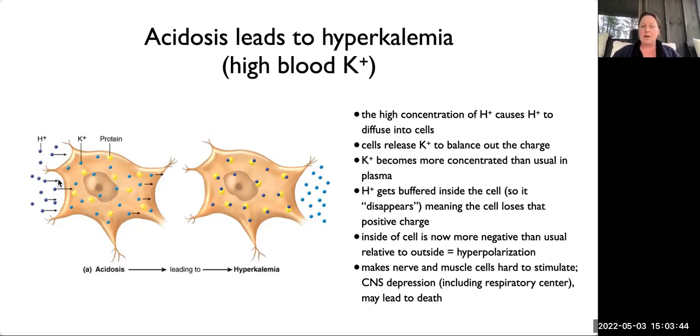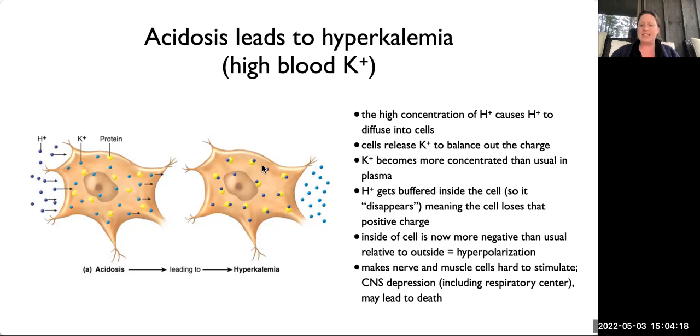those protons are going to diffuse into our cells. Our cells want to maintain a particular charge. So in response, the potassium, which is also positively charged, leaves the cells so that we still have the correct resting membrane potential. The problem is that these protons, once they get in the cell, bind to things, so they get buffered.